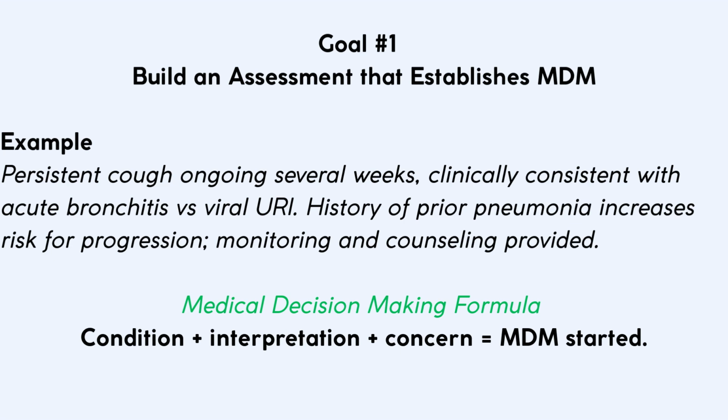Number one is building an assessment that establishes medical decision making. For example, patient cough ongoing several weeks, clinically consistent with acute bronchitis versus viral upper respiratory infection. History of prior pneumonia increases risk for progression, monitoring, and counseling provided. So, medical decision making formula, what I want you to think about when you're thinking medical decision making: condition plus your interpretation plus your concern. And that is medical decision making. Okay.